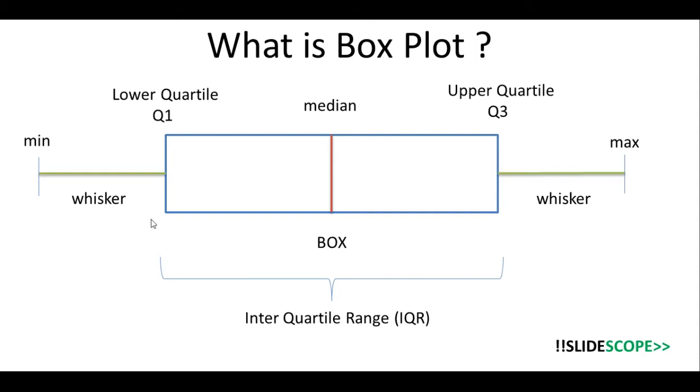So now you can see this data has been divided into four parts. This here is known as the box. That means the interquartile range. So the lower quartile is there, then the upper quartile is there, and we have an interquartile range.